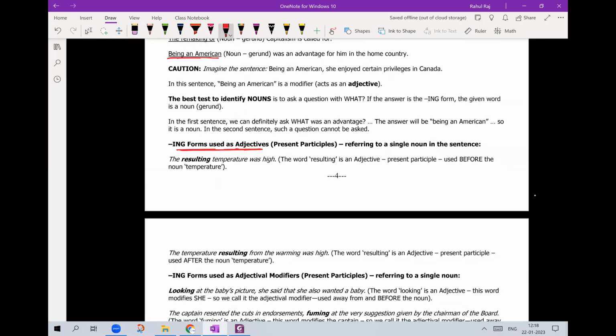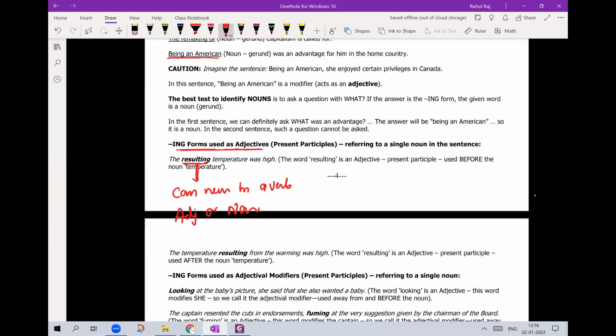So imagine: the resulting temperature was high. However tempting it looks that it's a verb, what I've told you is ing form alone can never be a verb. Be very sure. And if this is not a verb, it can either be an adjective or a noun. Simple logic. Because for ing form to be a verb, it should be accompanied by some sort of helping verb. He is running. He is walking. He is cooking. So 'is cooking' is a verb.